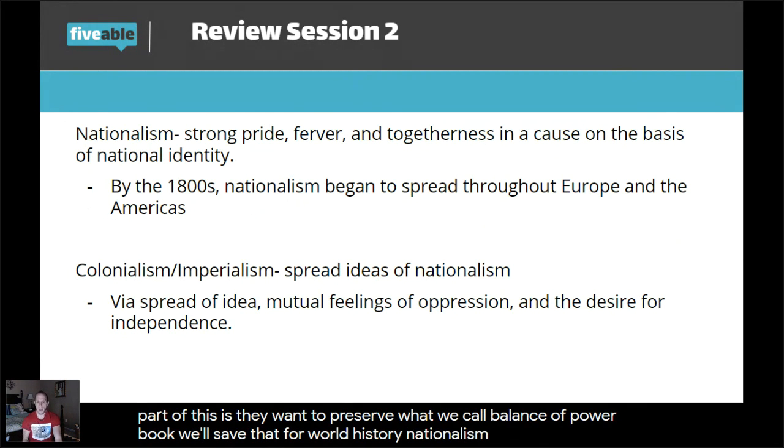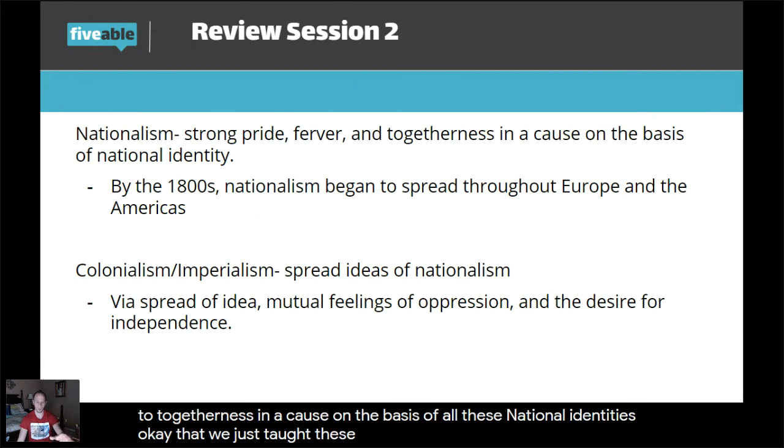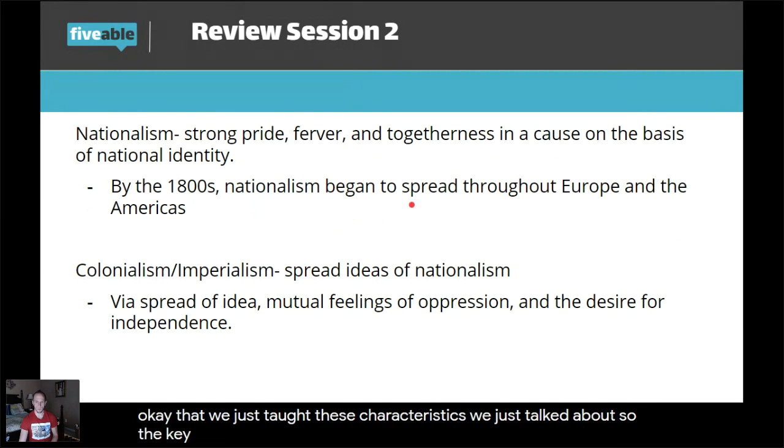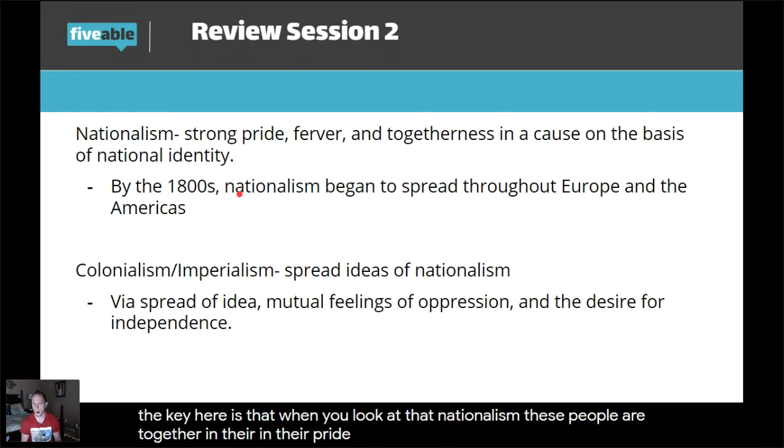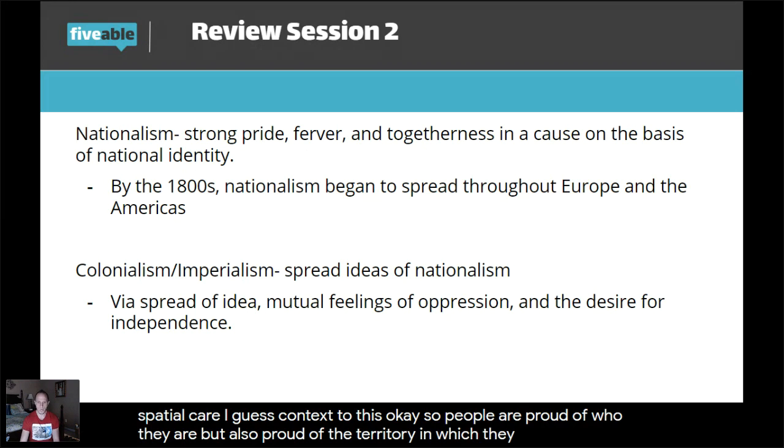Nationalism: strong pride, fervor, togetherness, and a cause on the basis of all these national identities, these characteristics we just talked about. So the key here is that when you look at nationalism, these people are together in their pride for who they are, and there is a spatial context to this. People are proud of who they are, but they're also proud of the territory which they control.